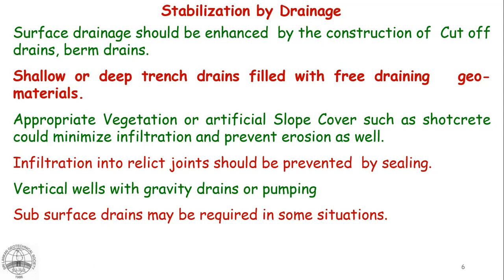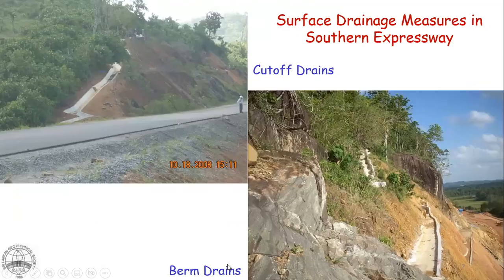So we can have vertical wells with gravity drain or pumping wells to extract already infiltrated water, or we can have subsurface drains which work under the gravity principle to get the water out of the soil. There are different measures that we can take. These measures are site specific, so we'll have to adopt the most appropriate measure depending on the site condition.